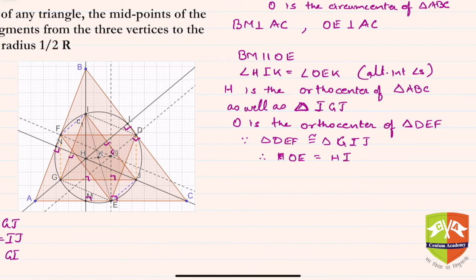Why? Because since these two triangles are congruent, so hence the distance between the respective orthocenter and the corresponding vertices will also be equal. So OE is equal to HI. Okay, OE is equal to HI.